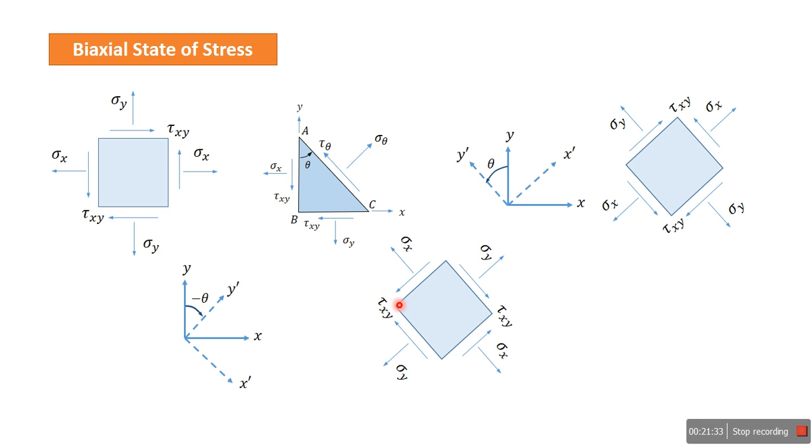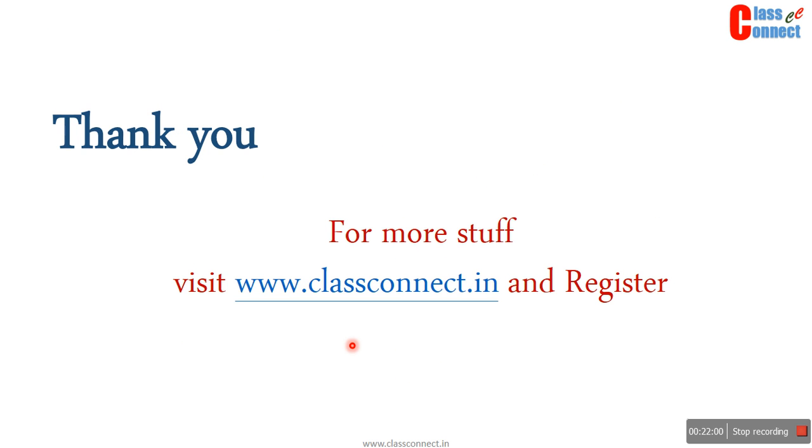If we consider here the rotated or transformed axes, this is x dash negative direction and this is y dash negative direction. So that is why this state of stress is positive. So if we obtain negative values, it means the directions have to be shown accordingly. So this is all about the biaxial state of stress. We'll consider Mohr's circle in the next lecture.